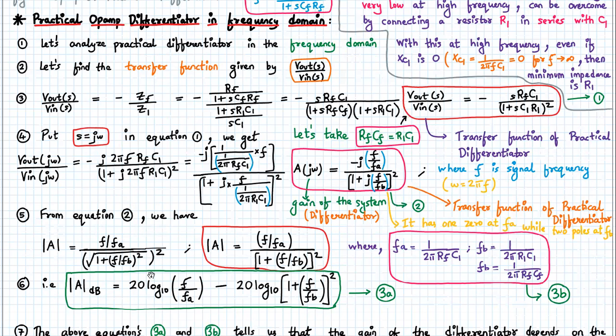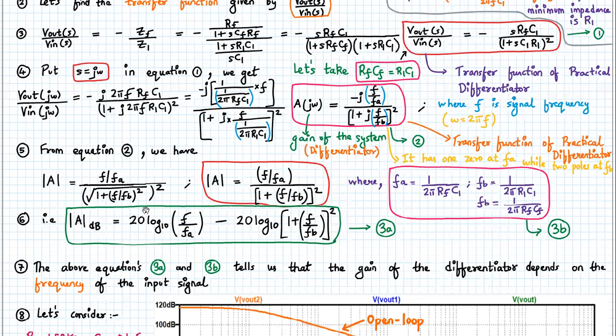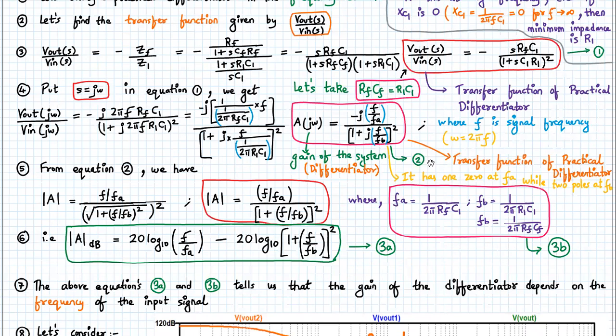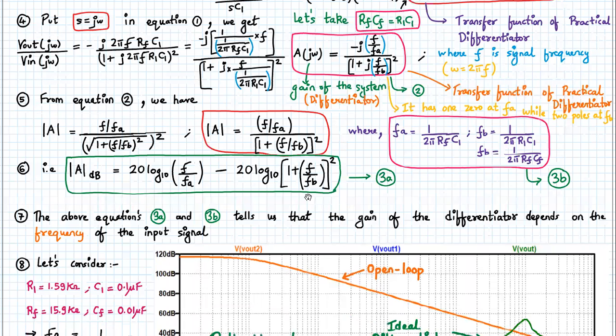So you can rewrite this in terms of decibels as mod of A in dB will be equal to 20 log to the base 10 F upon FA minus 20 log to the base 10 1 plus F upon FB the whole square. So this is equation number 3a. So equation number 3a and 3b will tell us that the gain of the differentiator depends upon the frequency of the input signal. Now just one point from equation number 2 is that this equation suggests that it has 1 zero at FA while it has 2 poles at FB. So that's the thing which I wanted to clarify.